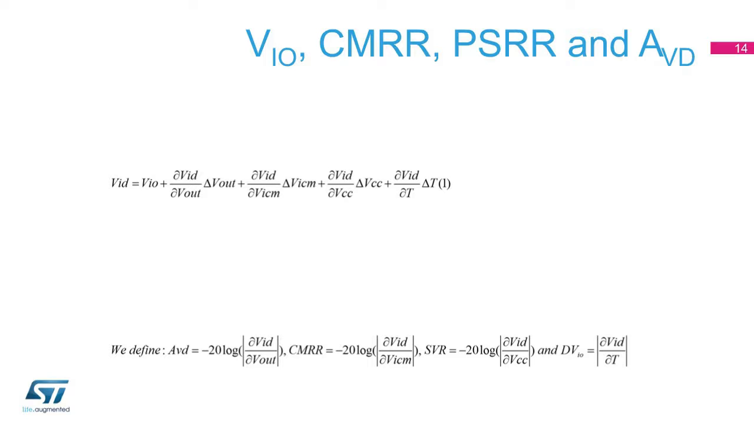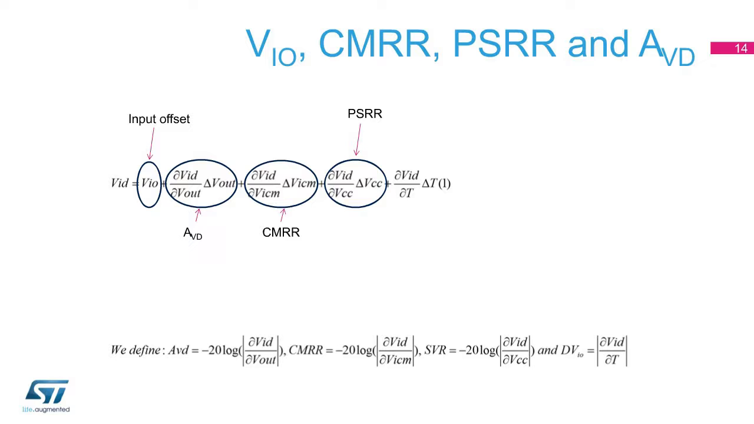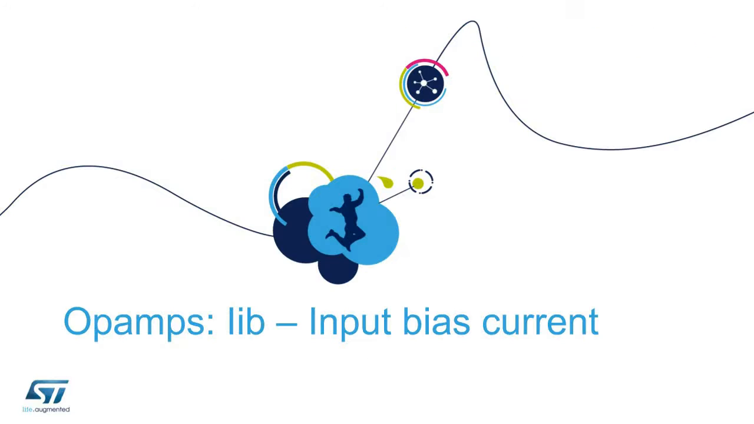In order to take into account all the parameters likely to have an impact on precision, we can use this equation, where the first parameter expresses the input offset voltage, the second parameter, the AVD, the third parameter expresses the CMRR, the fourth expresses the PSRR, and the last parameter expresses the input voltage drift in temperature.